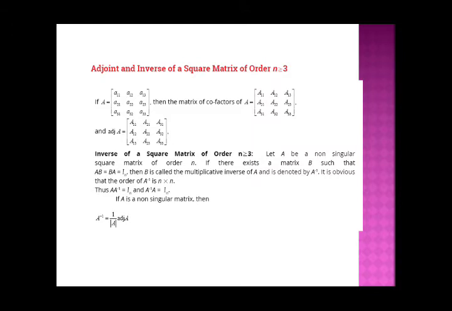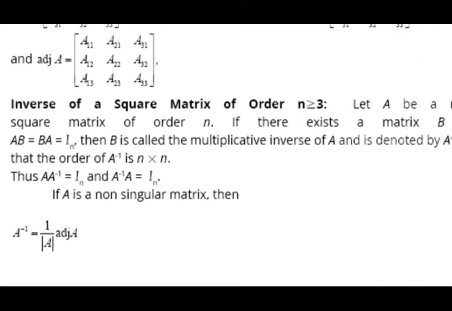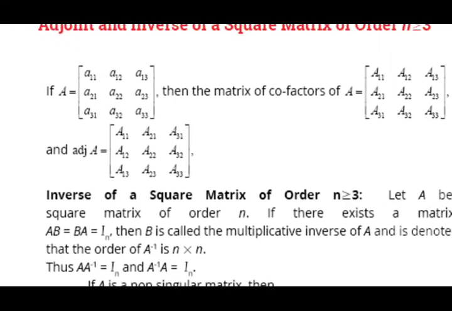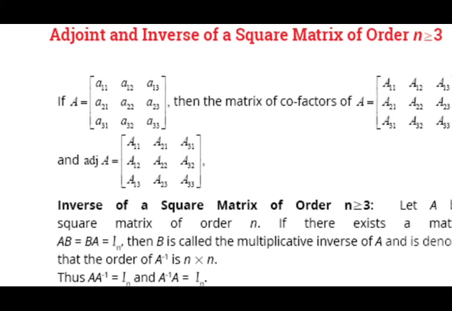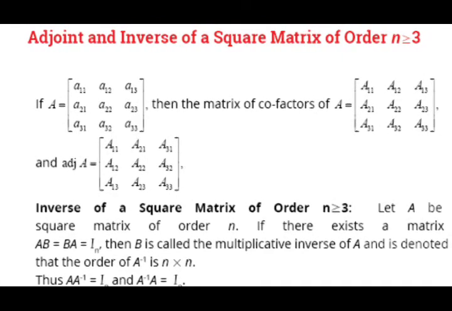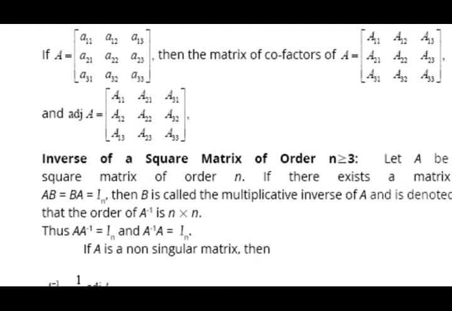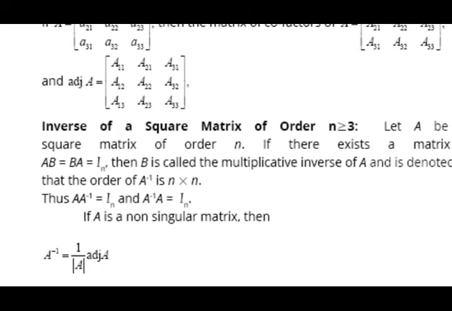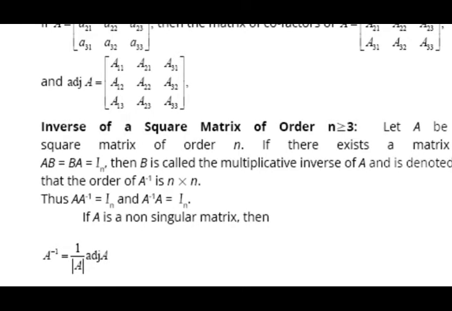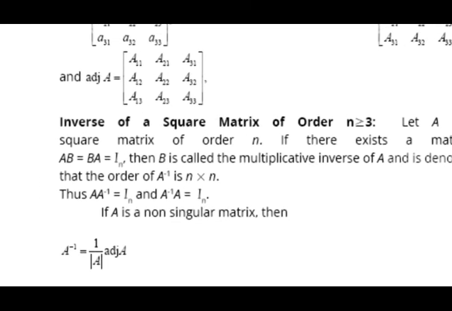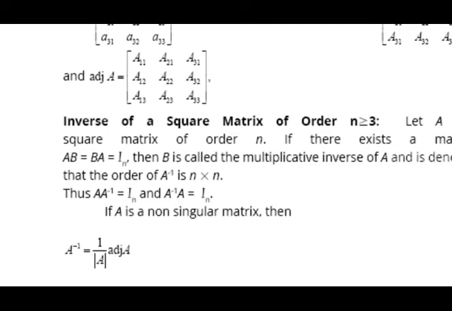Adjoint and inverse of a square matrix of order n greater than 3. We first find the adjoint of a 2 cross 2. We change the position of the first diagonal and the sign of the second diagonal. Now here is the adjoint of a matrix of order equal to 3 or greater than 3.